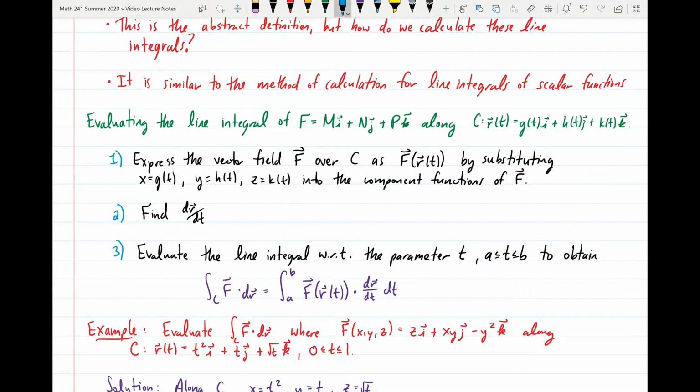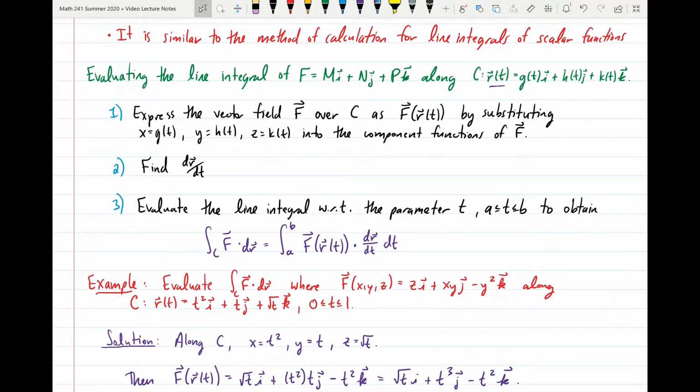So it's going to follow this three-step process here. Let's say we want to evaluate the line integral of some vector field F = Mi + Nj + Pk along a curve in space parameterized by r(t). Then we're going to follow these three steps here.